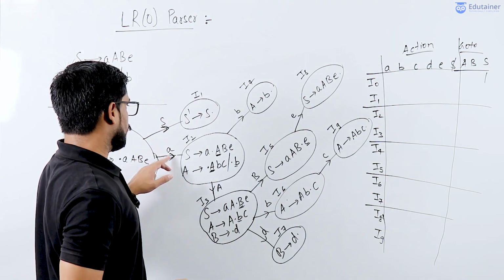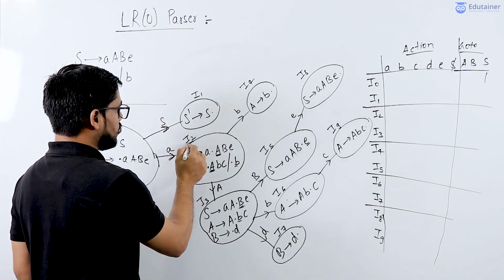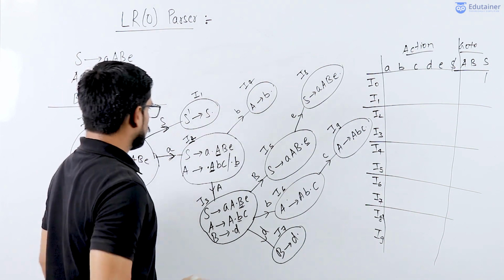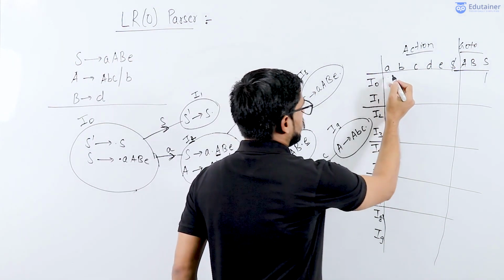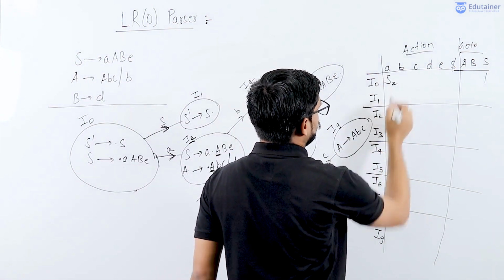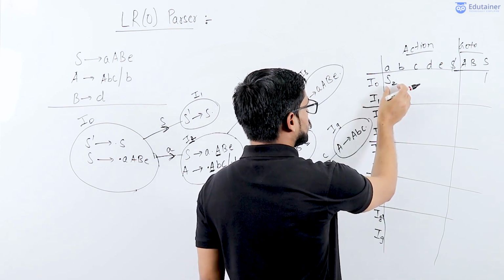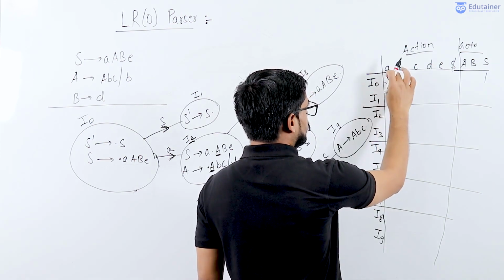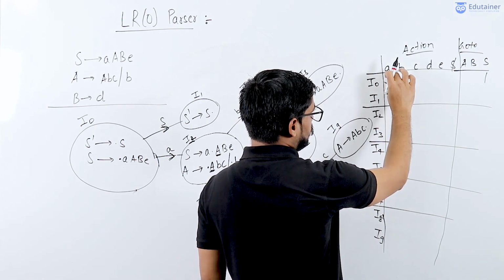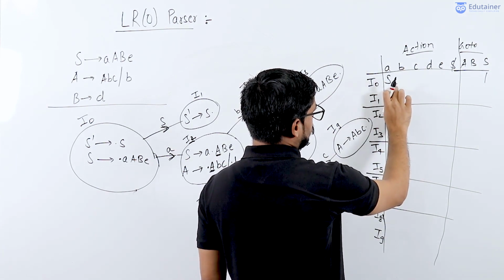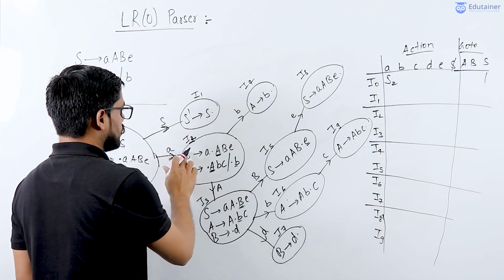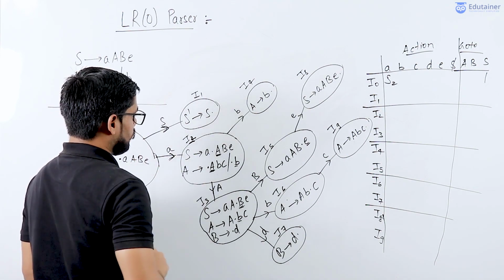For a shift move, it goes to state number I2. So on shift move on A part, I will write S2. Whenever you take a shift move, you will write capital S, which represents shift move, and the state number on which the particular shift move is going.